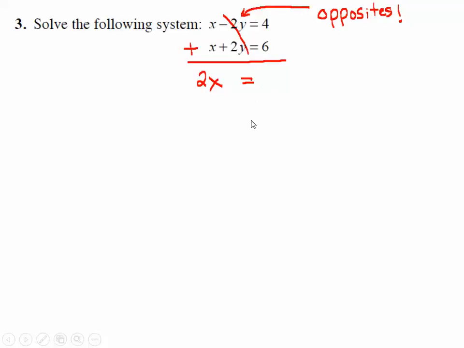All right, 4 plus 6. Awesome. Divide by? 2. Awesome. Answer is? Yes. Okay, but now look. Notice we only have the x coordinate, right? We still need a y coordinate. It really doesn't matter which equation you plug into to get the y coordinate.